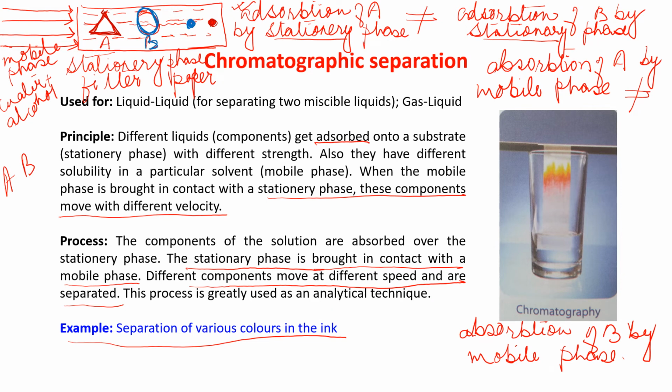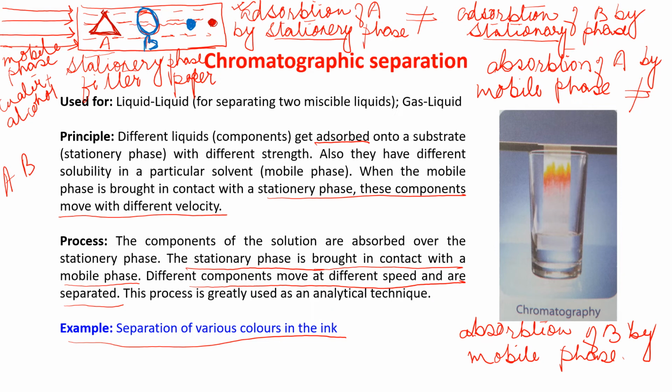So the absorption of blue is afterwards. The mobile phase will take the blue. Blue will come after A. So I'm getting a blue spot here. And this is known as paper chromatography. This is the action of the mobile phase and this is the action of the stationary phase.